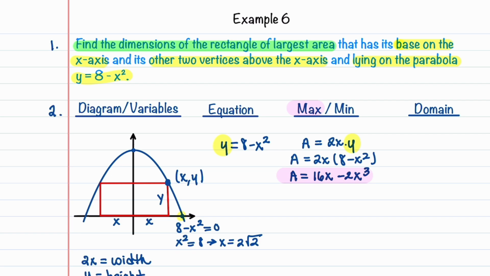The last thing we need to fill in is the domain. X can range from 0 all the way up to 2 root 2. So we're going to write this as 0 is less than or equal to x is less than or equal to 2 root 2. And this is a closed domain, so I'm just going to write down closed. That is going to matter to us in just a few minutes.